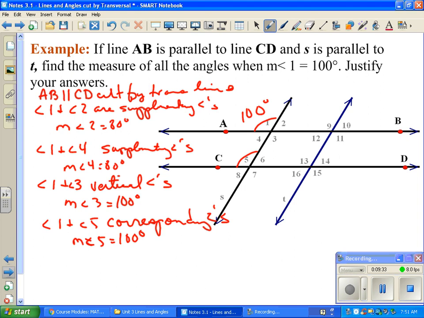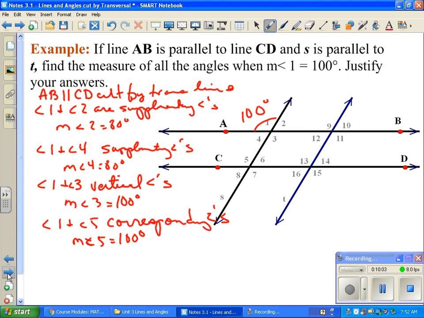So let's move to the next angle, angle 6. Now angle 6 is alternating with angle 1, but one is outside and one is inside. And we don't have a name for alternating angles that are in different locations compared to the parallel lines, exterior versus interior. So I'm going to have to come back to angle 6 in a few minutes because I can't compare it to angle 1.